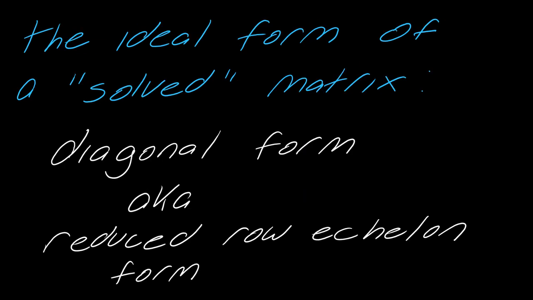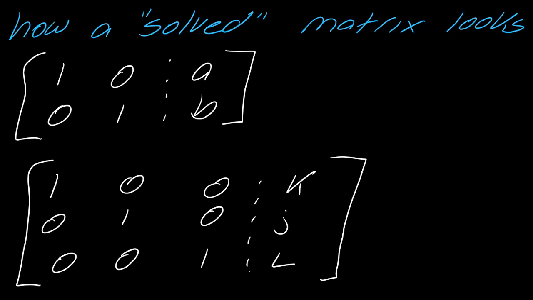Okay, so I will tell you the goal. The ideal form of a matrix, in its solution form, is what's known as diagonal form or reduced row echelon form. Say that 10 times fast. So let me show you what this means. Diagonal form means that we do a bunch of manipulations on the matrix until we get it to look like this: ones down the diagonal and zeros everywhere else, with some numbers over here. So here's a small version of that, and here's a larger version of that.